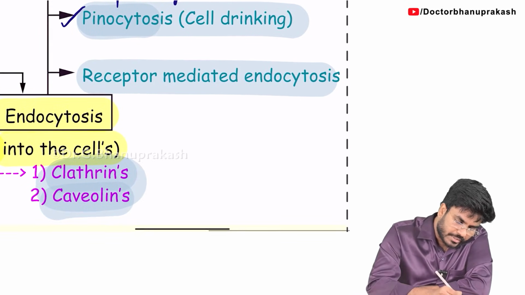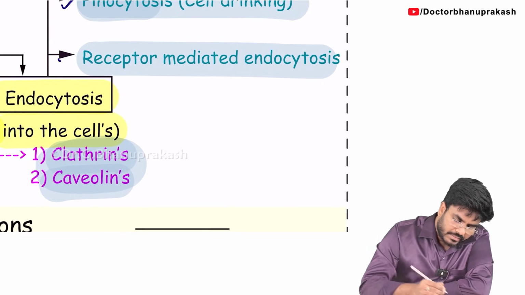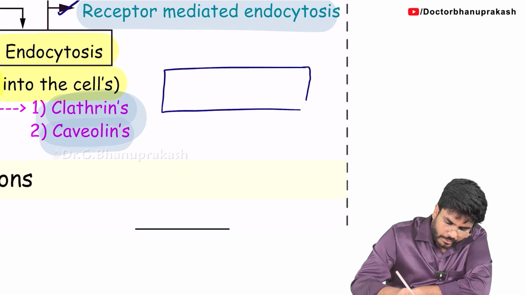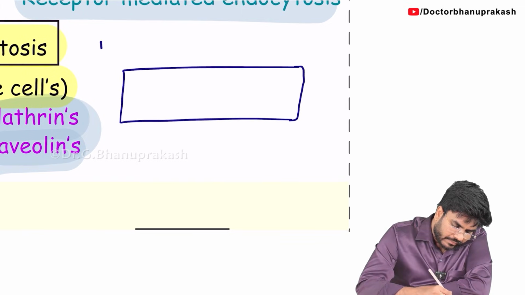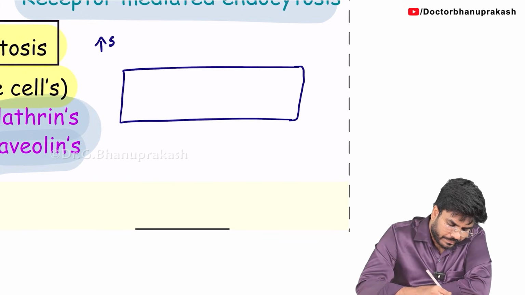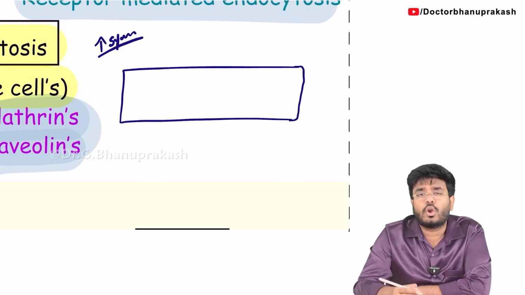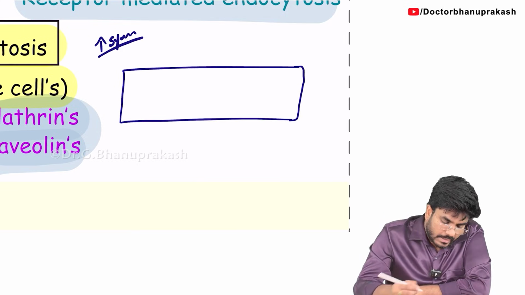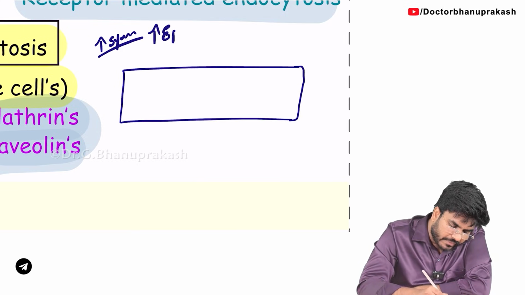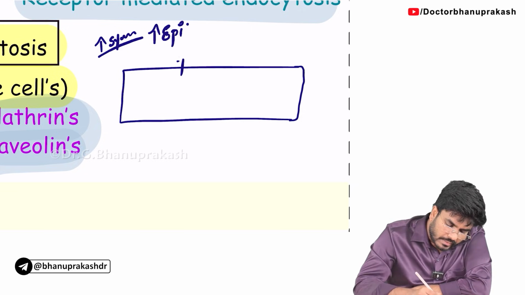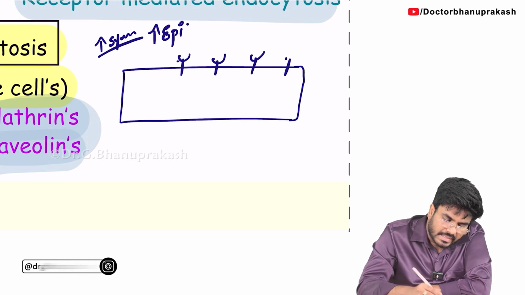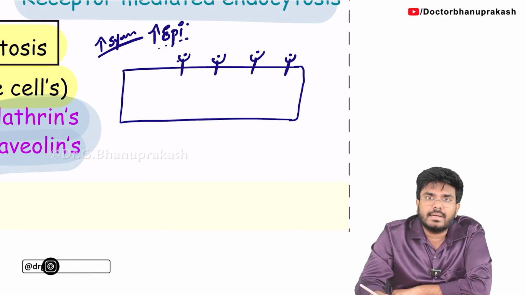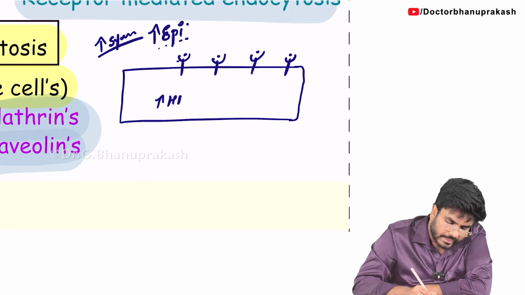Then what is receptor-mediated endocytosis? See, for example, let's say here there is a myocardium. Whenever there is too much sympathetic activity, or too much epinephrine or norepinephrine, maybe in conditions like pheochromocytoma, there is an excessive amount of epinephrine available. Now what will this epinephrine do? This unnecessary epinephrine will try to stimulate the receptors unnecessarily. So what will happen to the heart rate? There is an increase in the heart rate. So tell me, is it good or bad?